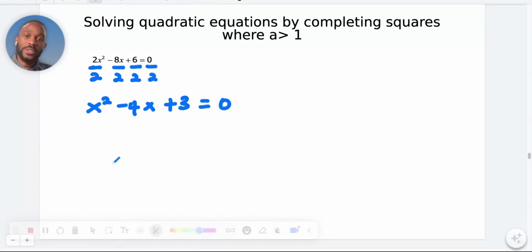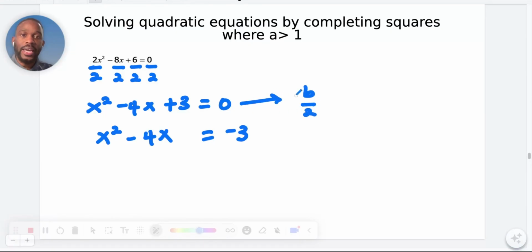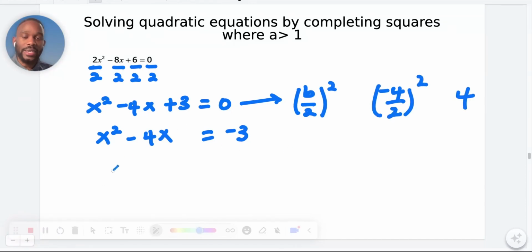So since we are completing squares, select the x's. So this will be the same as x squared minus 4x is equal to -3. At this point, get b divided by 2, this step. Get b divided by 2 and square it. B is -4. So -4 divided by 2 and then square it. So you add 4 both sides of the equation.